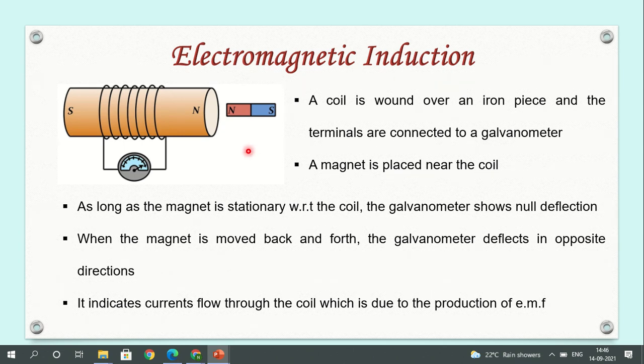Okay, so if we keep this bar magnet stationary, the galvanometer will show null deflection. As long as this magnet is kept stationary, the galvanometer will show null deflection. So we know that when a magnet is kept near this iron piece, some magnetic flux will link with the iron piece and with the coil.